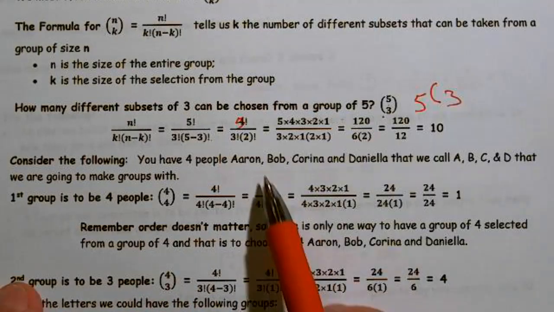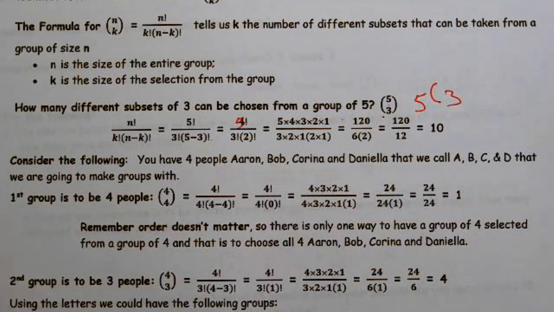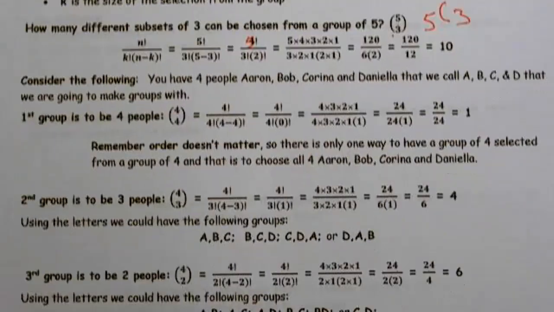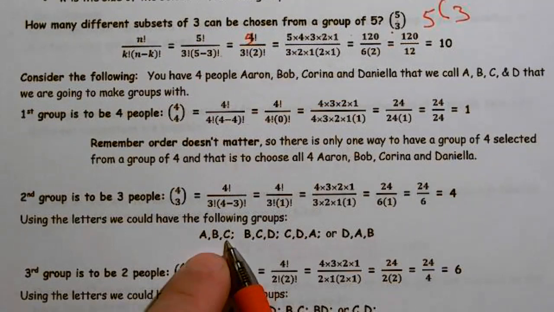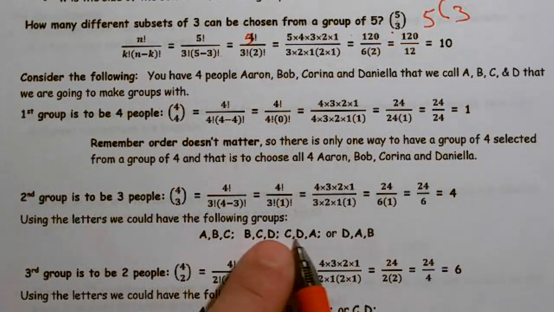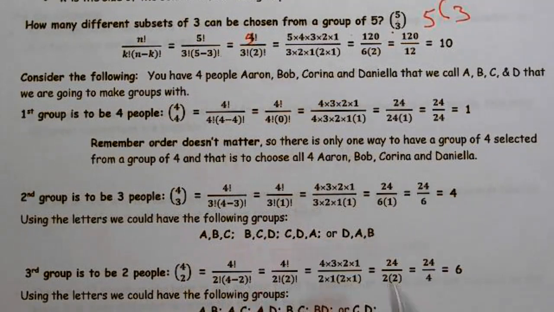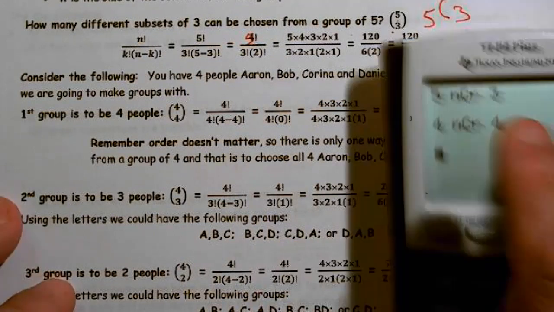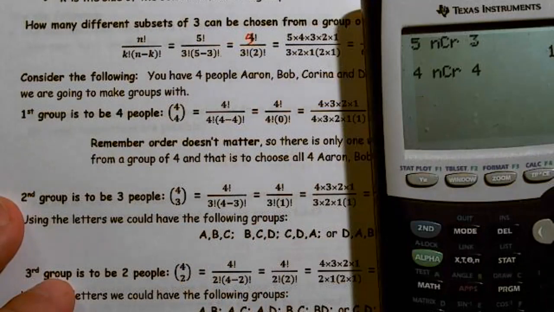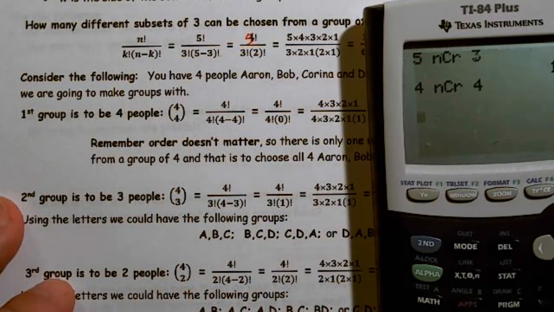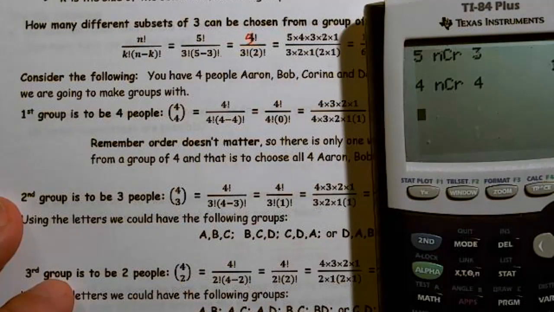Now you could have chosen Aaron, Bob, who knows who you chose first, but order didn't matter, so it didn't impact it. Keeping the same group, what if we only wanted 3? Well, we could have ABC, BCD, CDA, or DAB. Those are completely different groups. We have 4 and we want to choose exactly 3.